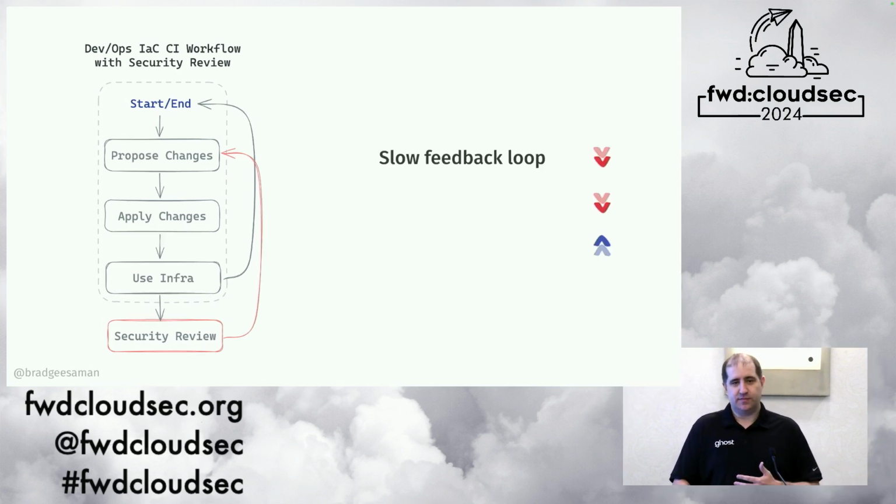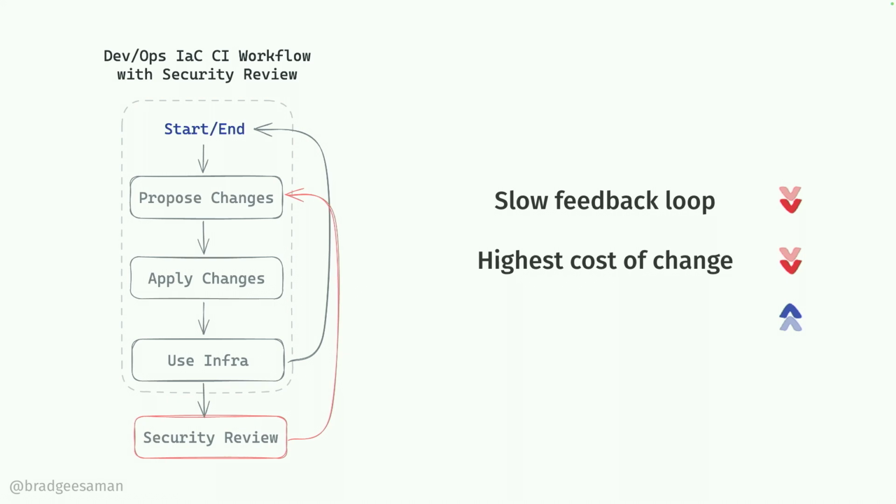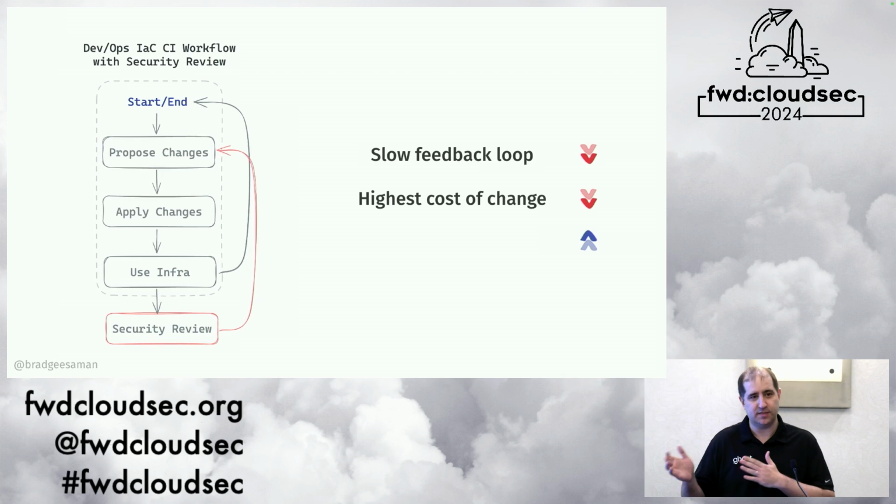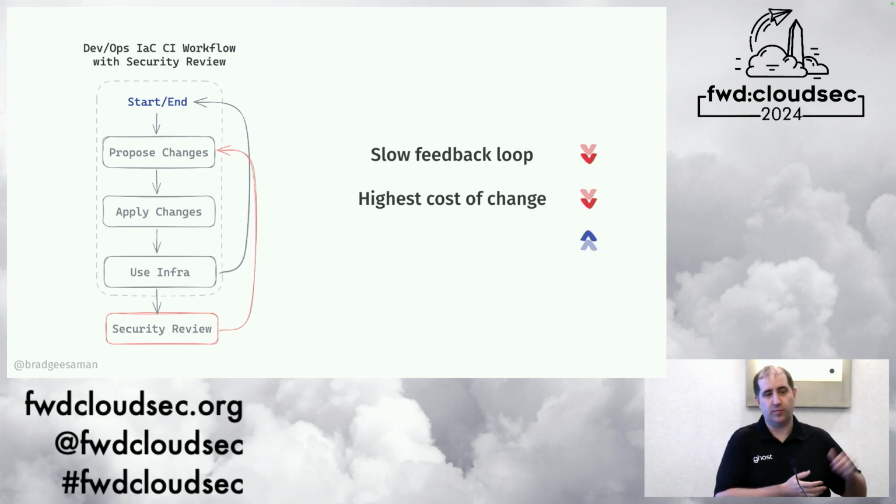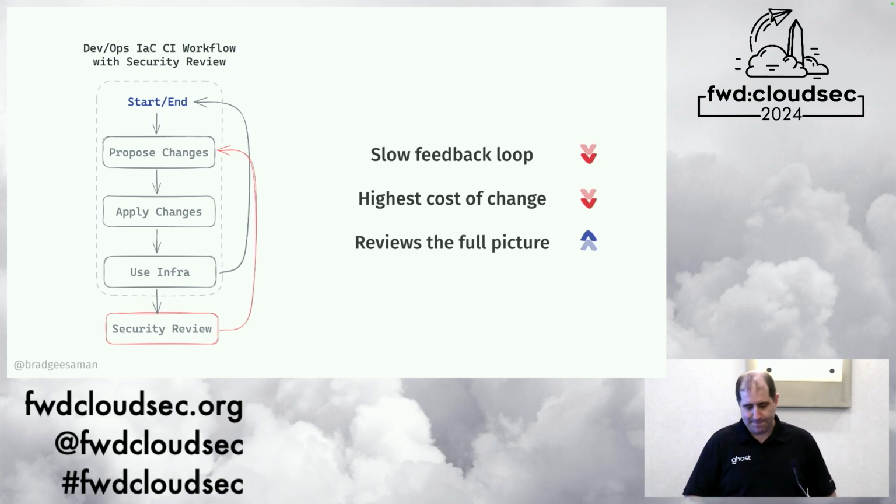There's some downsides to this, right? There's a slow feedback loop. And it's the highest cost of change. Once something's in production, it's got inertia. It's going to stay there, and it's going to take a lot more risk to the business to overcome that, to be able to say, hey, let's actually make that role lower privilege, for example. But the benefit of that is it's assessing the full picture in the environment. It can see everything. It can look at everything all together, right?